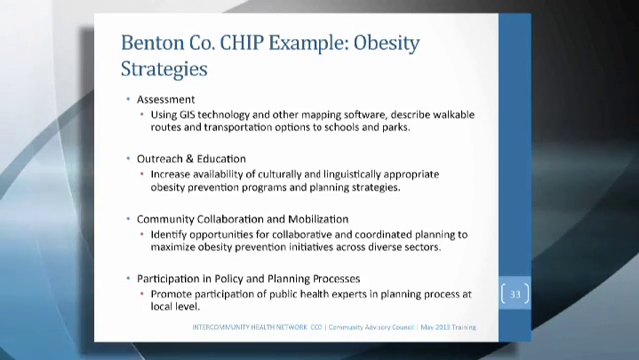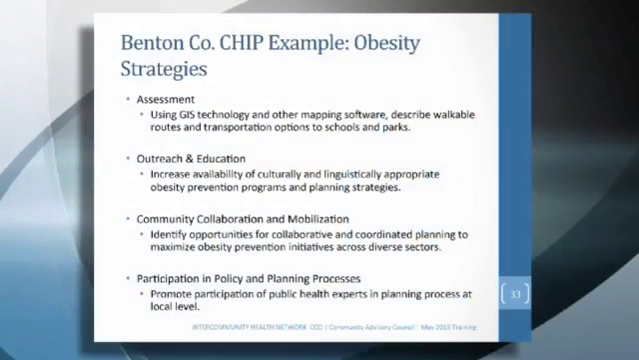Through community collaboration and mobilization, we want to identify opportunities for collaborative and coordinated planning to maximize obesity prevention initiatives across diverse sectors. That means we want to get in the same room the school district, transportation, school meals, the farmers market, community development, and say, what can we do? How can we work together when we make plans to reduce the barriers for families to walk and bike and eat healthy food?